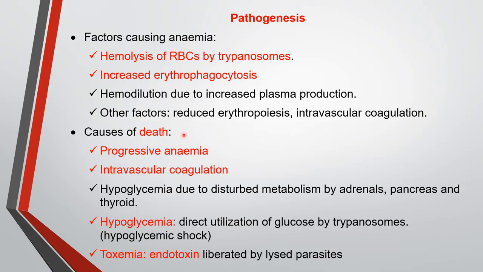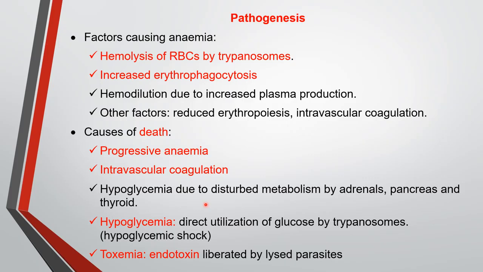In the long run or in acute cases, there is death. The reasons for death are progressive anemia. Sometimes anemia is very severe, sometimes progressive. The progressive is more common. Then intravascular coagulation, where these coagulating particles are distributed into various tissues and block the capillaries of that tissue, causing necrosis or ischemia of the tissue.